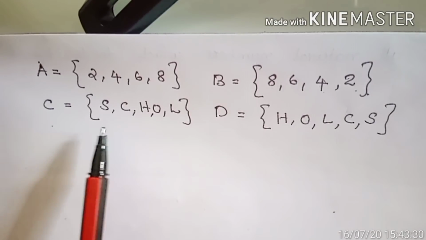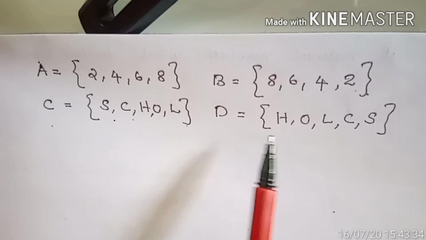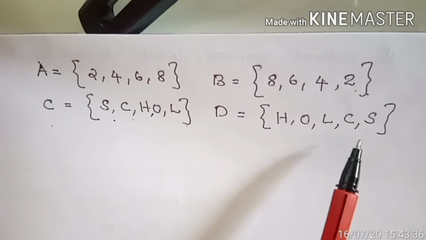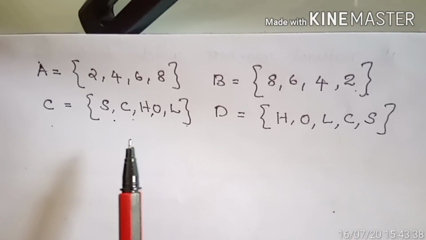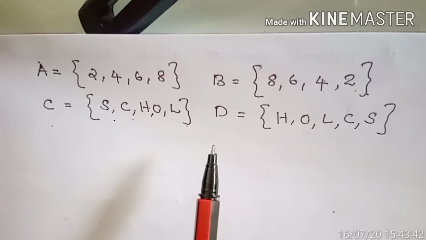Look at the other example. C equals {S, C, H, O, L}. D equals {H, O, L, C, S}. The elements are the same, so they are not different. C and D are not different.